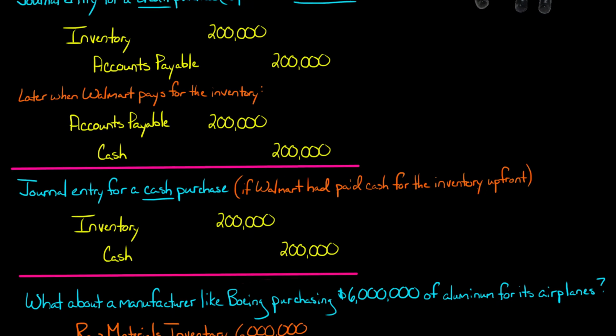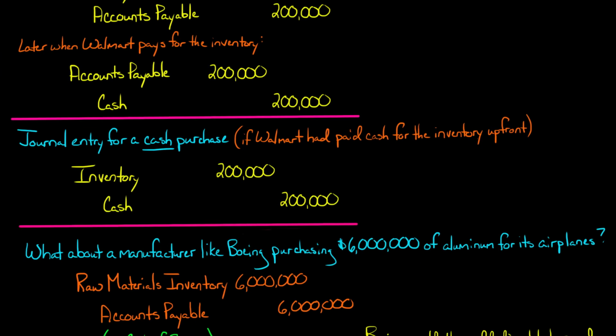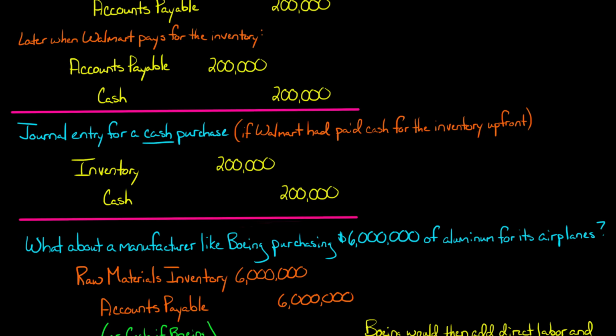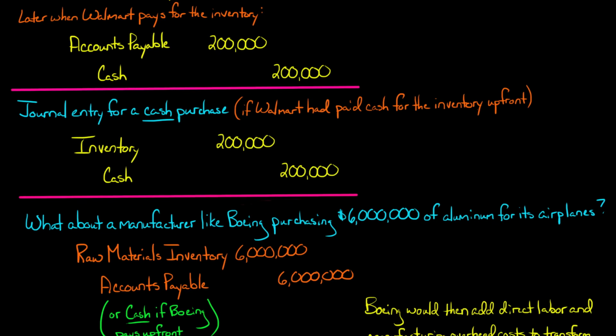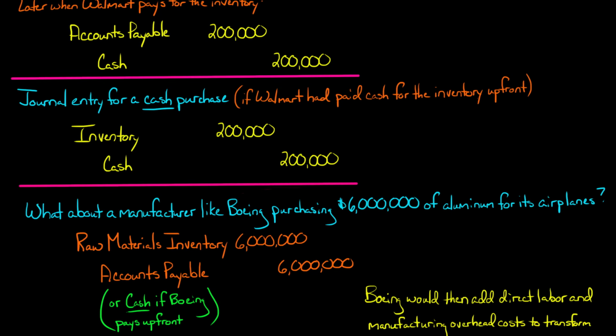Now, let's say we're talking about a manufacturer like Boeing. So let's say Boeing said, you know what, we're going to purchase $6 million of aluminum to make airplanes. Remember, Walmart is a retailer. They're not manufacturing the products that they sell in their stores. But Boeing is manufacturing its products. It's building its inventory. It's not just buying it and then reselling it. So Boeing is going to need to debit an inventory account when it purchases this aluminum. But specifically, it's going to call it raw materials inventory.